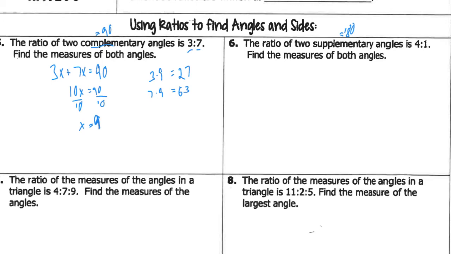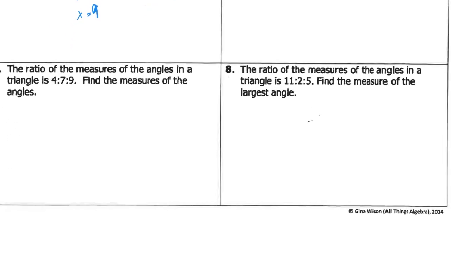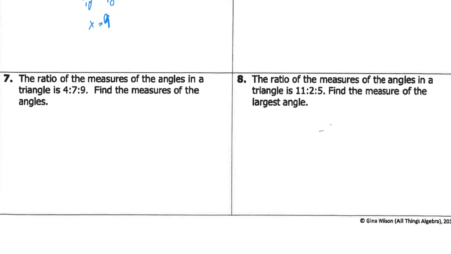here. We're going to go down, take a look at 7 and 8. It says the ratio of the measures of the angles in a triangle is 4 to 7 to 9. So here's an extended ratio. Find the measures of the angles. So if you remember from geometry, the angles in a triangle equal 180. So they are supplementary, but there's 3 of them, so we don't call them that much. But yeah, let's just add them up and set it equal to 180.